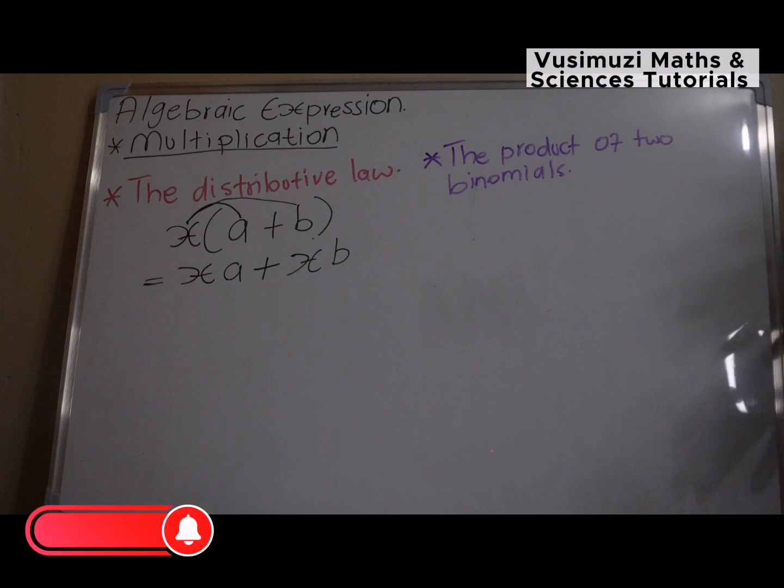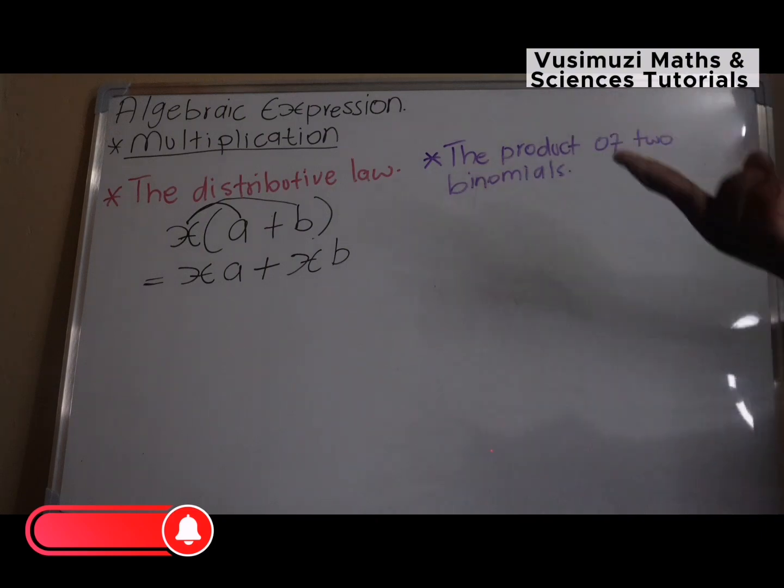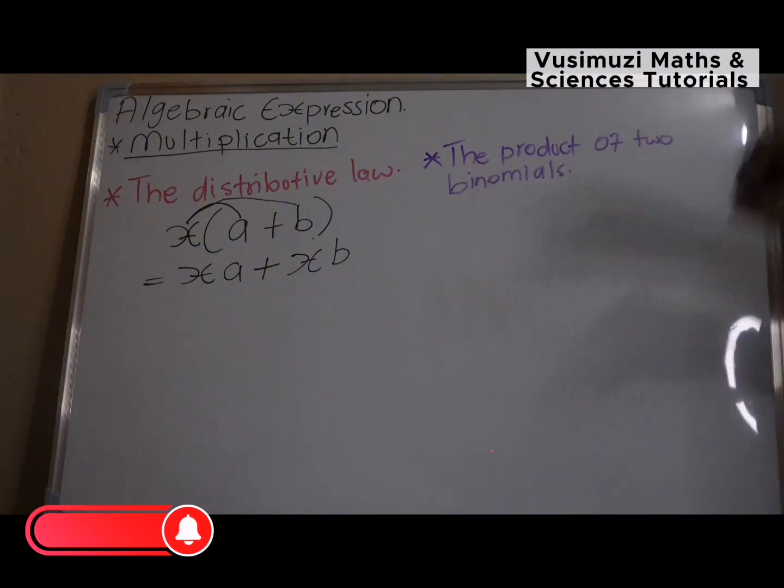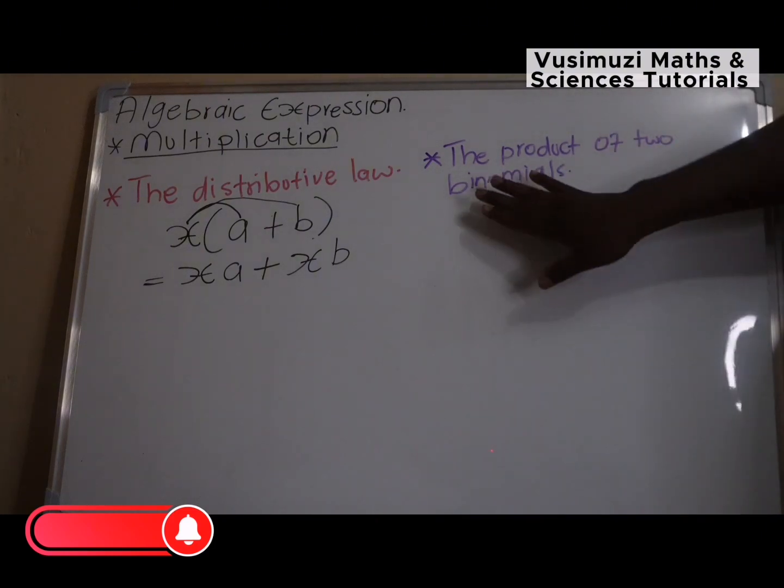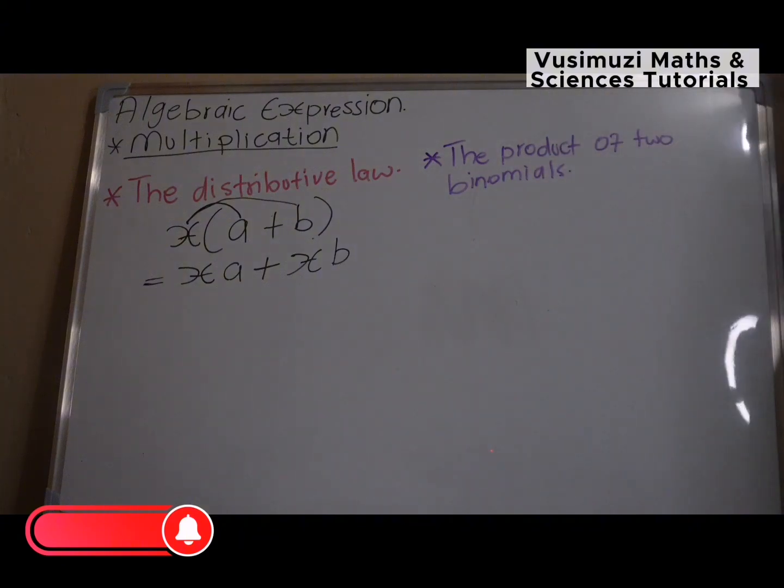In grade 9, we learned about monomial, one term, binomial. Bi means two. Binomial, two terms. Trinomial, three terms. Tri means three. Now here we're talking about the product of two binomials. The brackets of two binomials, which means you're going to have two brackets, and each bracket is going to contain a binomial, two terms in it.